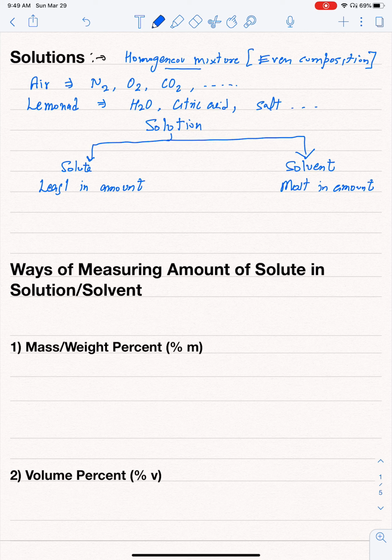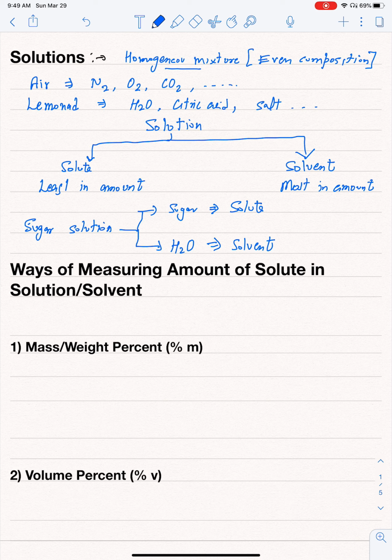If I take an example, maybe a sugar solution. In a sugar solution, I'll have sugar in there and I'll also have water in there. Sugar is going to be less in amount, and since sugar is less in amount, it's going to be considered the solute, and your water would be considered the solvent.